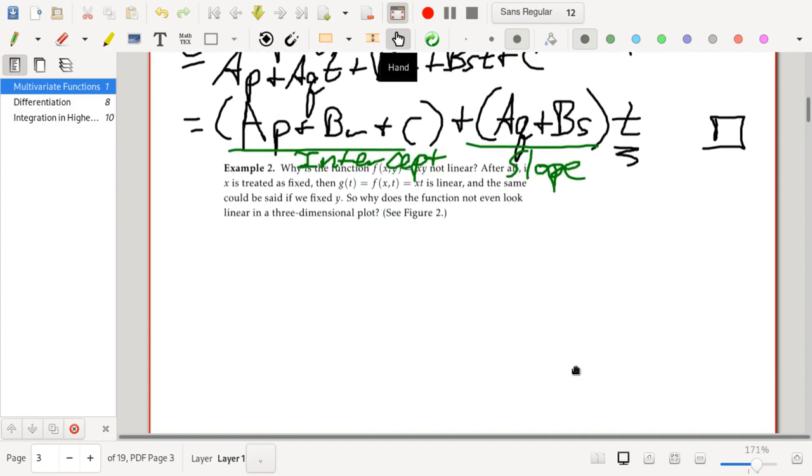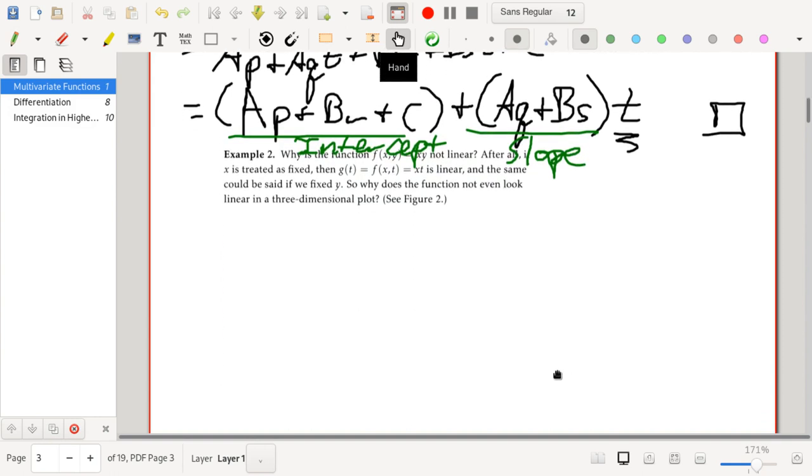Next example, the function f of x, y, which is equal to, let's clear things up, x times y. Why is that not linear? After all, if x is treated as fixed, then if we look at this function along a slice where we fix x, we end up with the function xt, and that's linear, because it has a slope of x, but its intercept is zero. And the same could be said if we fixed y. So if we looked at it along a slice along y, it would look linear again.